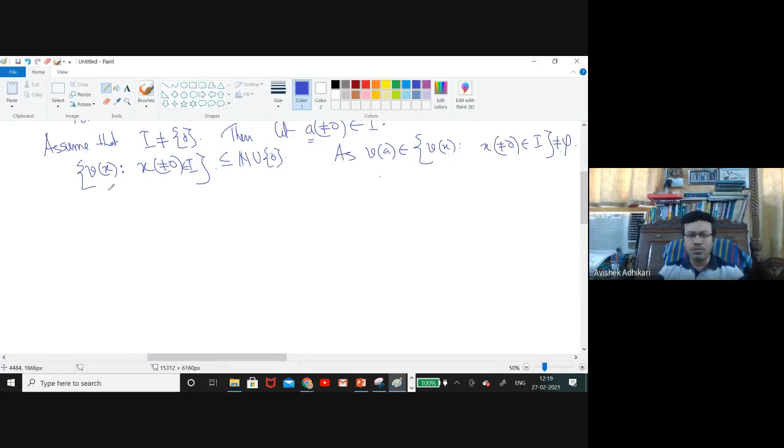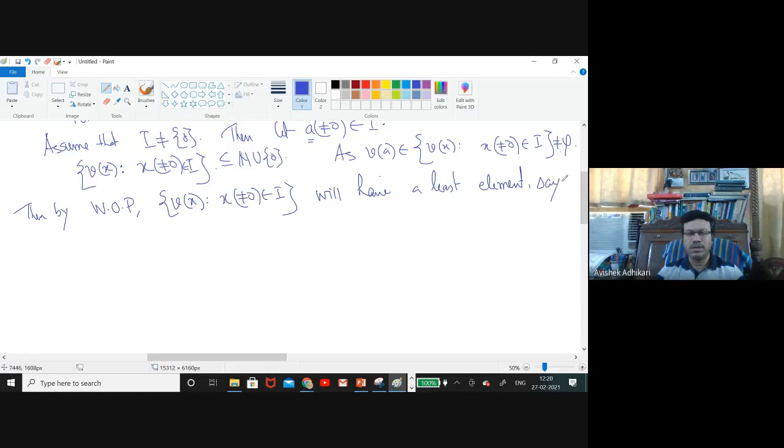Now I think you will be able to prove it. Any guess? Can somebody give me any clue how to proceed? So then by the well ordering principle, this set {V(x) such that x not equal to 0, x belongs to I} will have a least element. Say V(L). Okay, what does it mean?